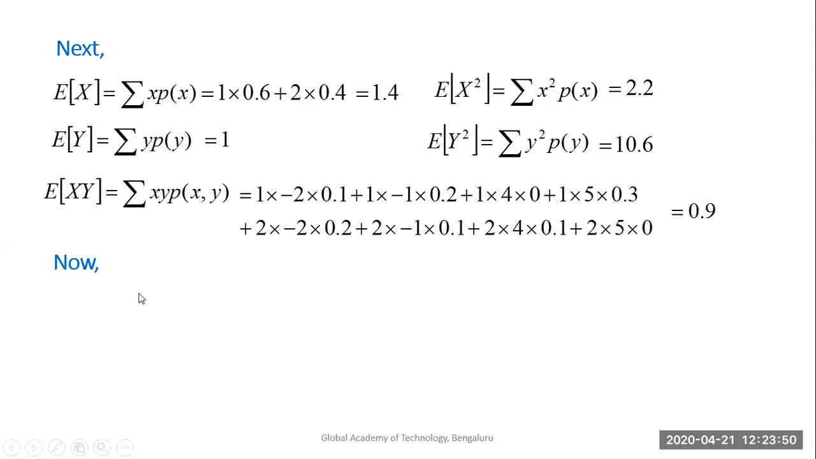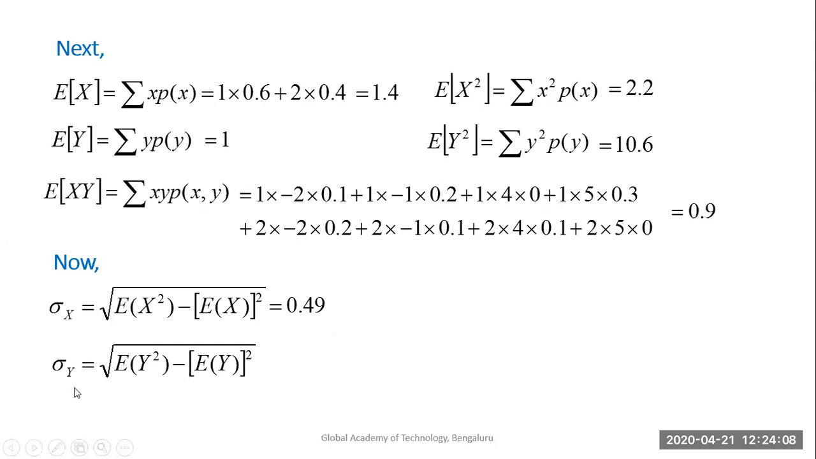Then using these values, you can find the standard deviation of x, that is expectation of x square minus expectation of x whole square. So expectation of x square is 2.2 minus 1.4 square, we get 0.49. Similarly, standard deviation in y, we get it as 3.1. Then covariance is given by expectation of xy minus expectation of x into expectation of y. So expectation of xy is 0.9 minus 1.4 into 1. So it is minus 0.5.